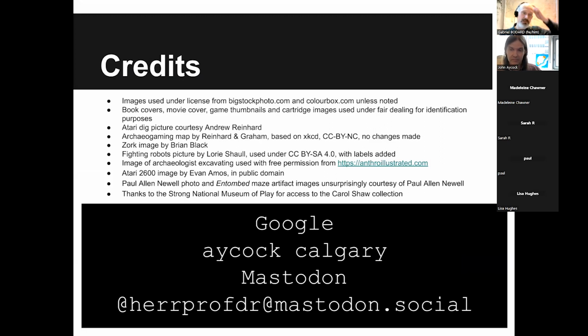Also really interesting, the history of not only your trajectory through this, but of the discipline of both archaeogaming and the specific study of game code and so forth. That gives us a lot to chew on there.